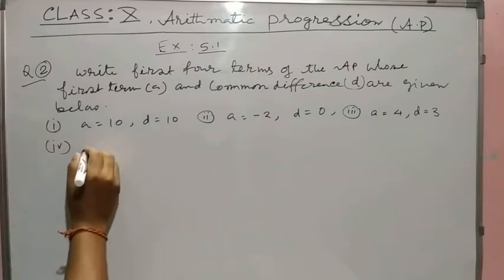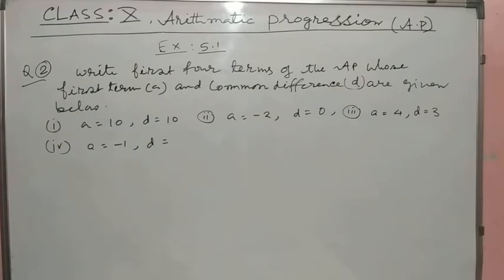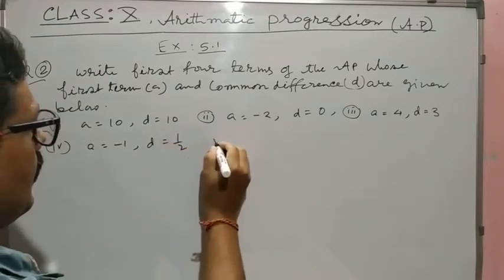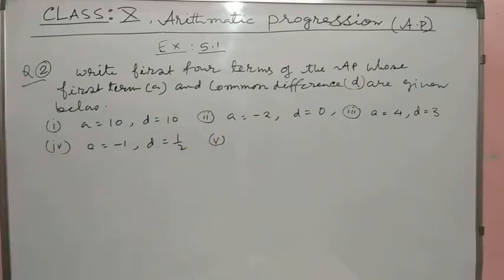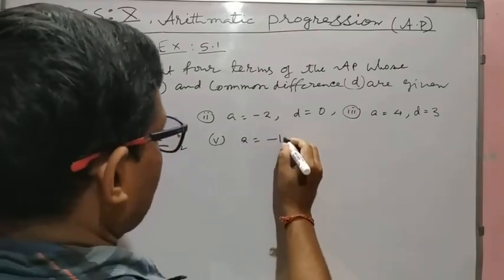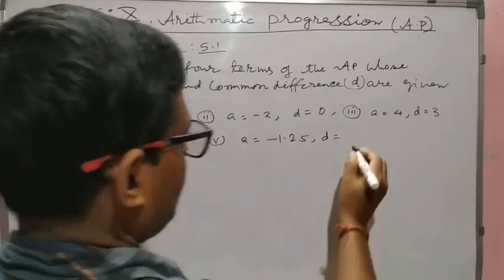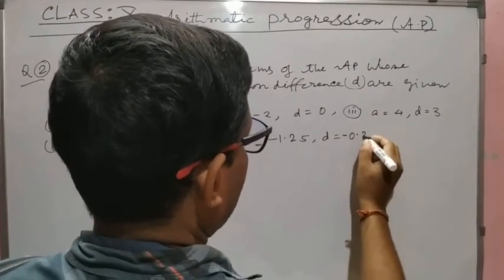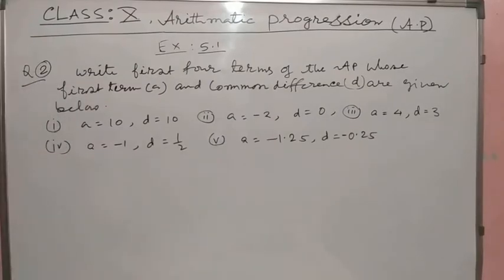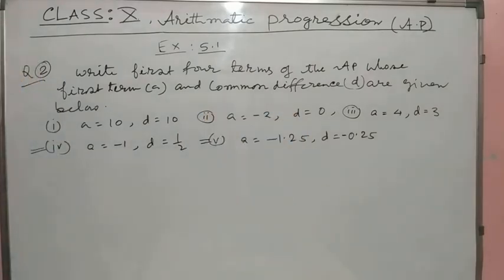A equal to -1, D equal to half. And question number 5. A equal to -1.5 and D equal to minus 0.25. So these are the 5 questions here. I'll solve question number 4 and question number 5. Remaining will try yourself at home.